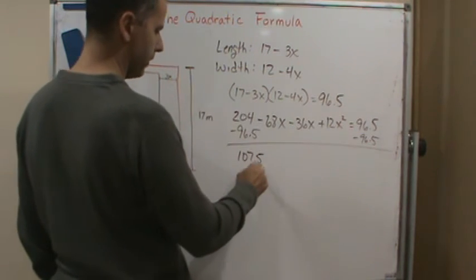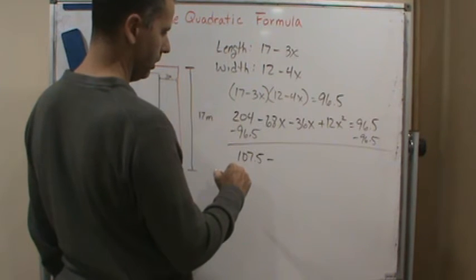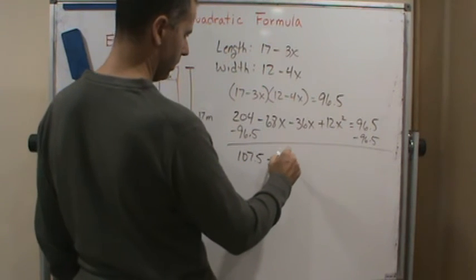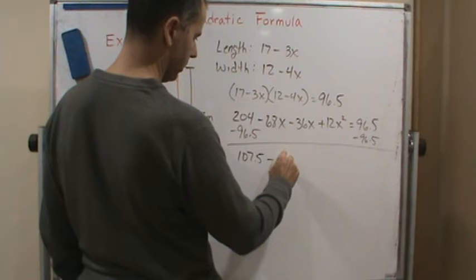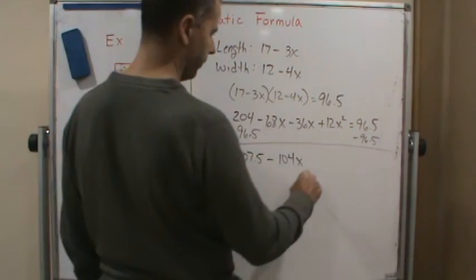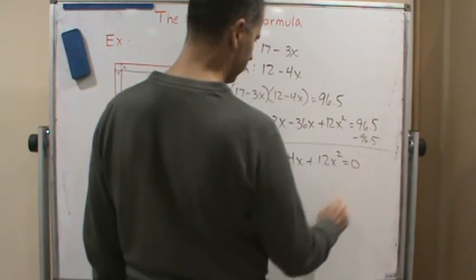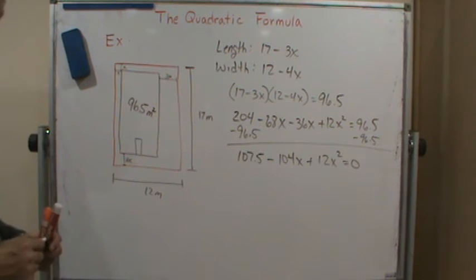So that'll give us 107.5 minus 104x plus 12x squared equals 0. And so this is where we're going to use the quadratic formula. Okay? So this is where you want to make sure you use your calculator.